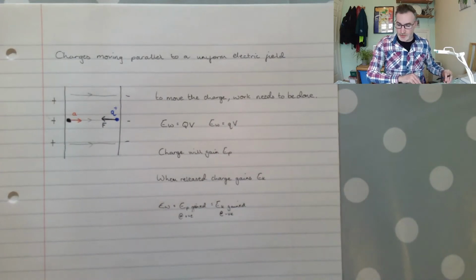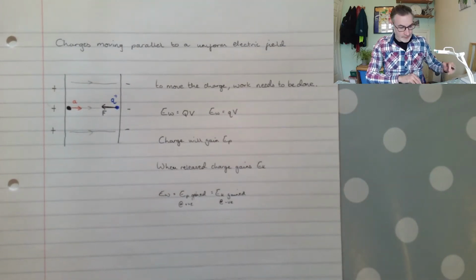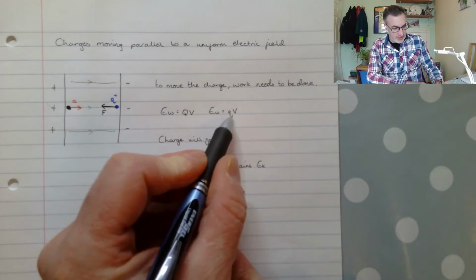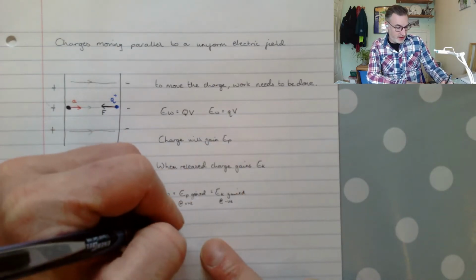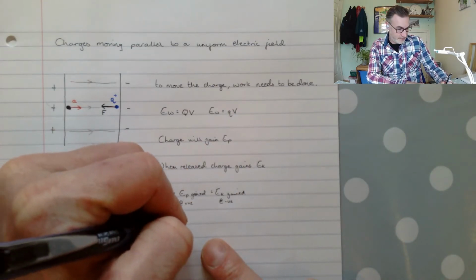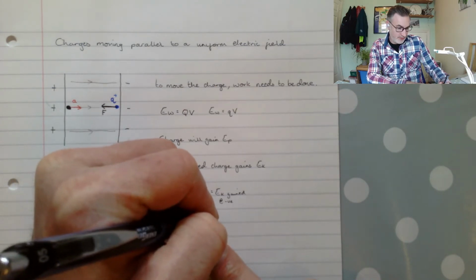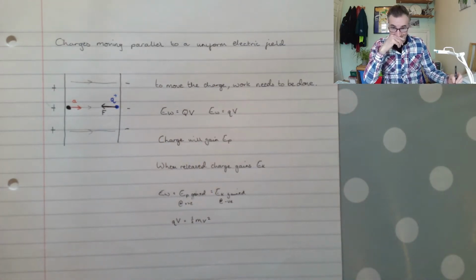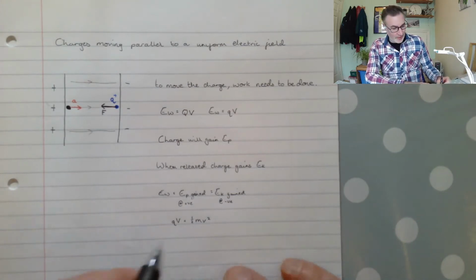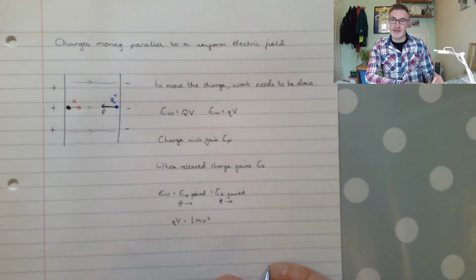Taking these, the formula that we have would be QV is equal to half mv squared. And you can rearrange that for whatever your purposes require.